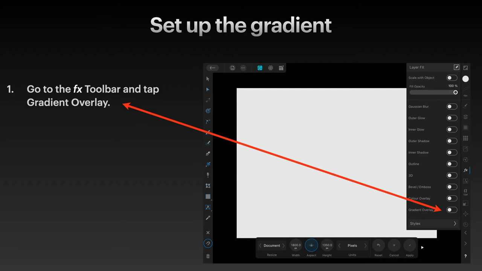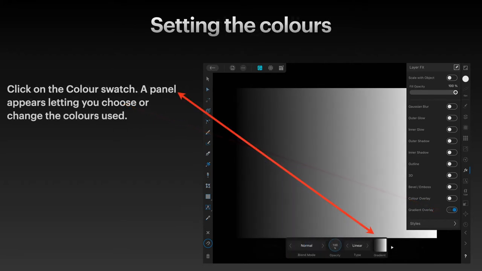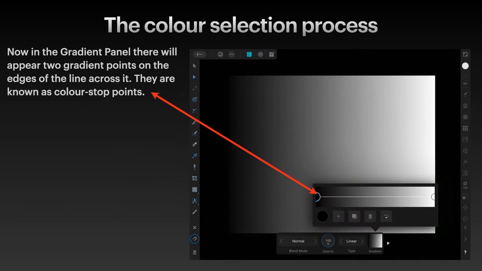Now, go to the FX toolbar on the right and tap Gradient Overlay. You can switch it on and tap the words Gradient Overlay, or just tap on Gradient Overlay. Now, click on the color swatch and a panel appears letting you choose or change the colors that you use. Now, the color selection process is quite different.